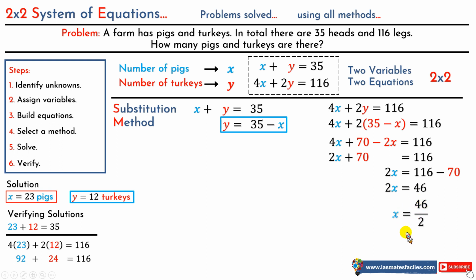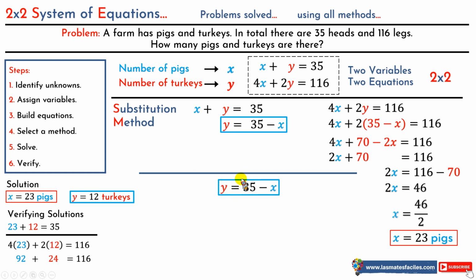46 divided by 2 equals 23. 23 pigs. Now let's calculate the value of y. We know that y is equal to 35 minus x. The value of x is 23. 35 minus 23 is 12. 12 turkeys. And done. This is the substitution method.